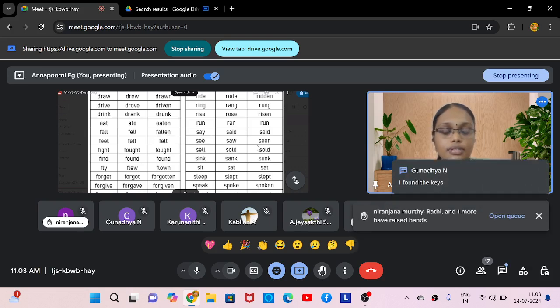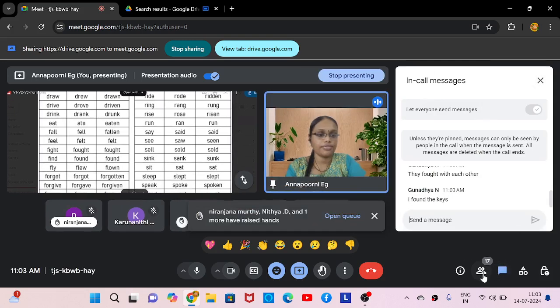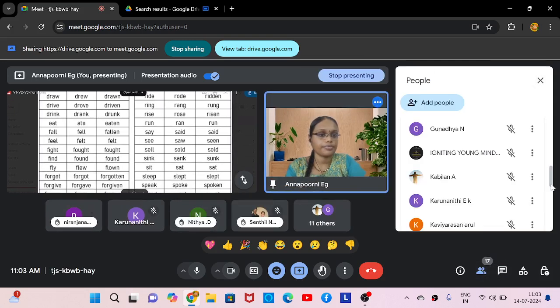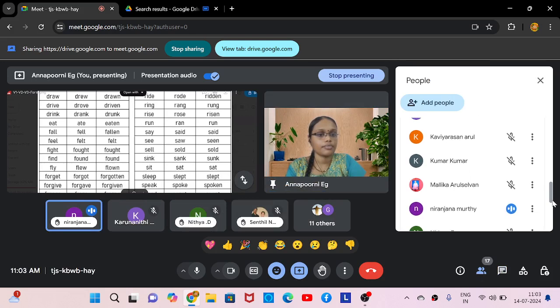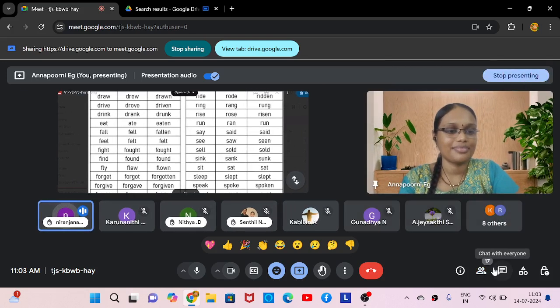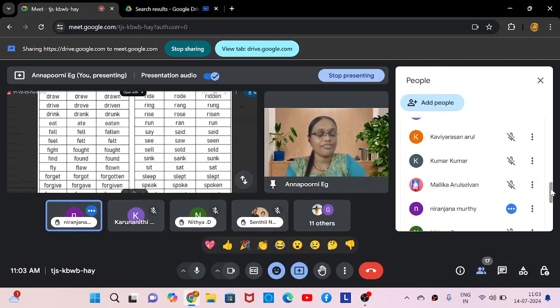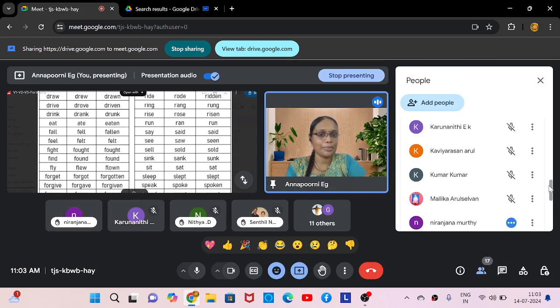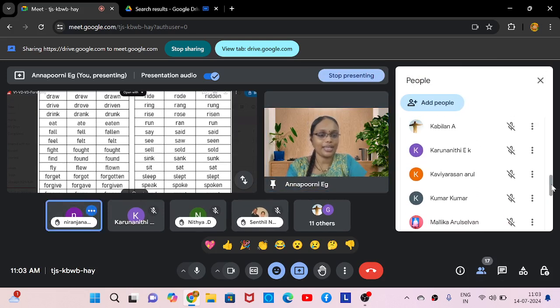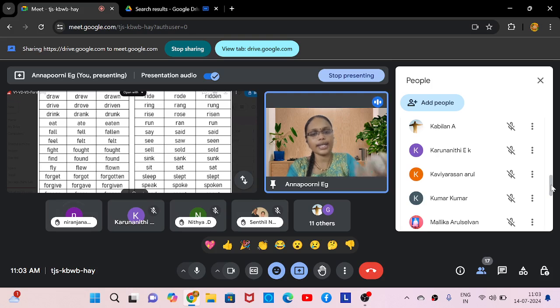Find. Okay, I found the keys. Niranjana ma'am, can you give an example for find? I found many books in the library. Either you can say in the library or in library.